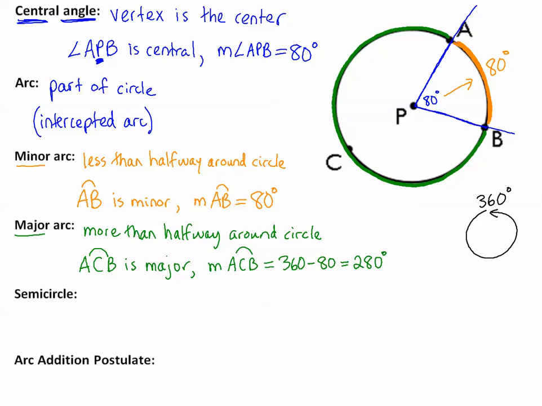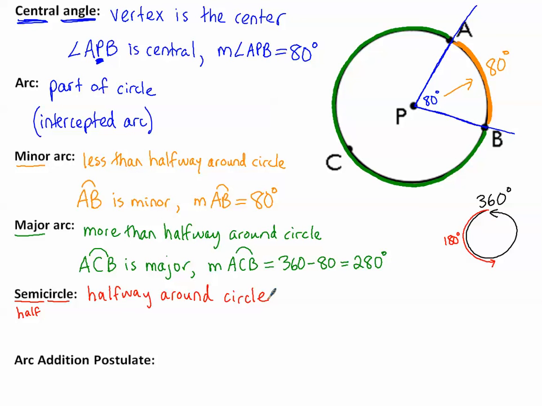Notice that's more than halfway. How much is exactly halfway around the circle? Just halfway? 180 degrees, because that's half of 360 degrees. And that's a semicircle. Semi means half. Circle, so that's exactly halfway around the circle.